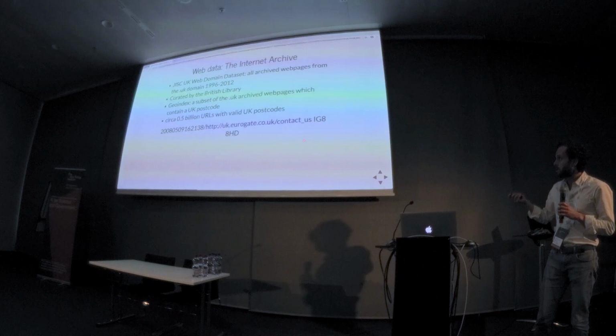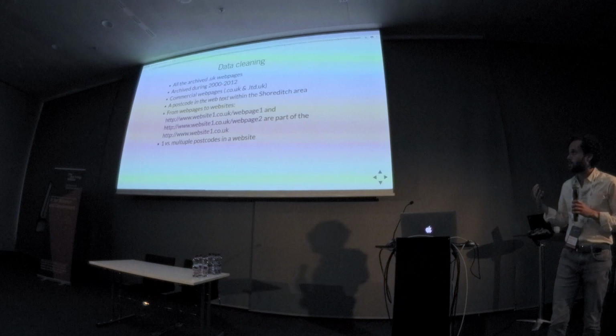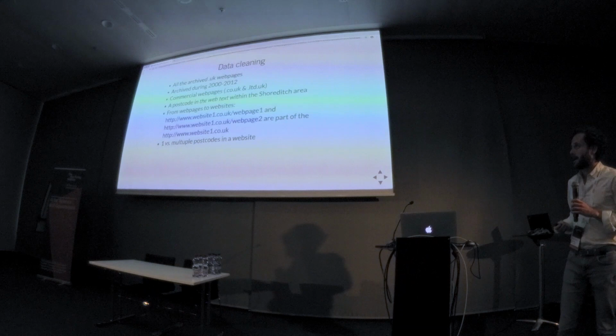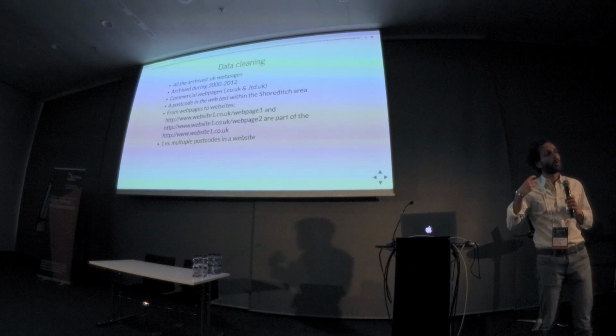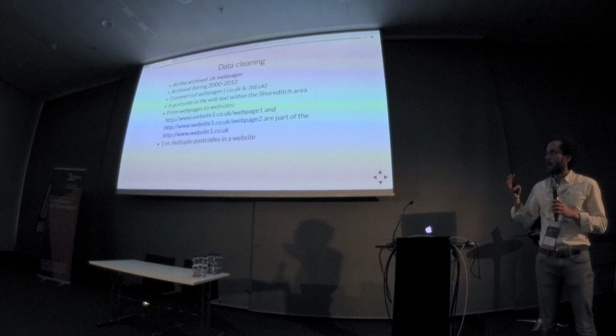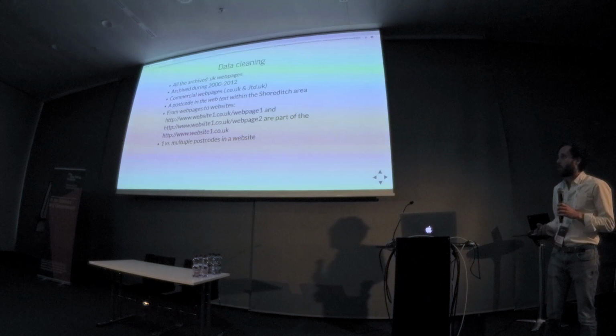So from that point, there is a lot of data cleaning. We're focusing on commercial websites, so we're focusing on .co.uk web pages. We subset our data and we only include archived web pages which have a reference point within our area. This is Shoreditch in London. And then we move from archived web pages to archived websites. So we're trying to reconstruct, if you prefer, these commercial archived websites. And I have a very simple example here.